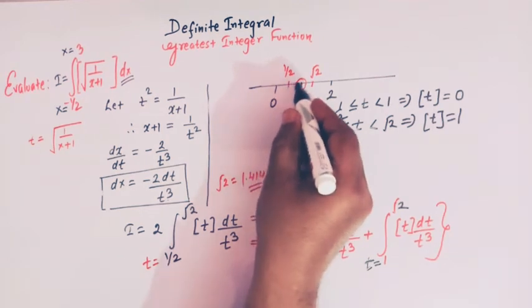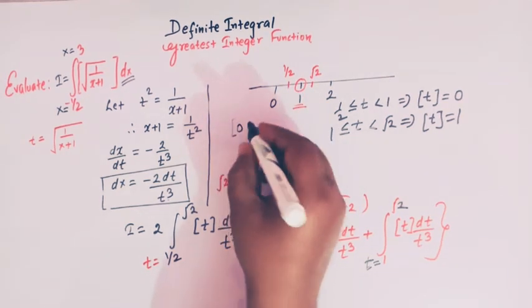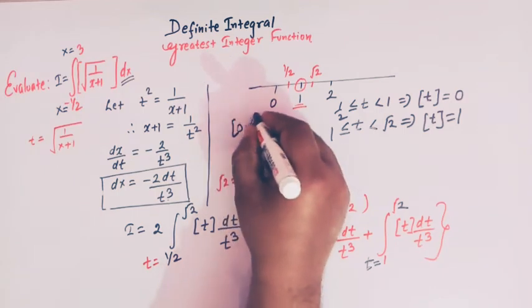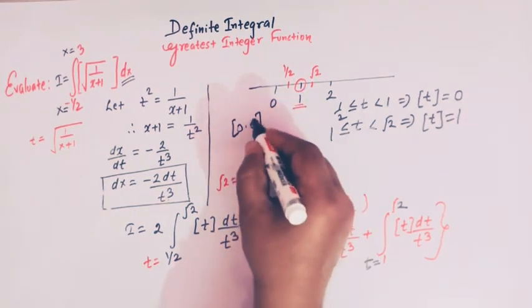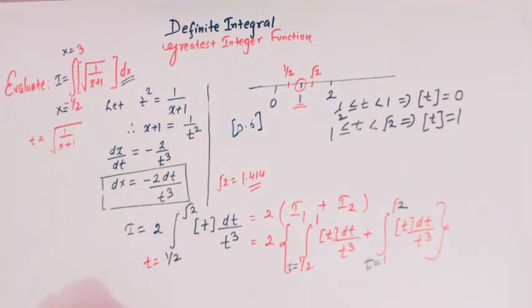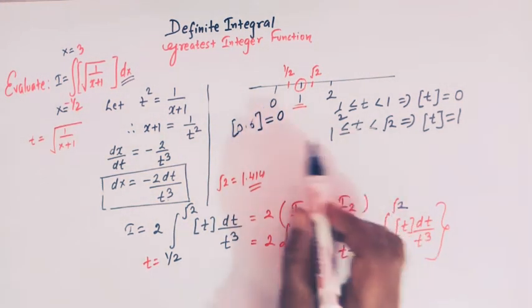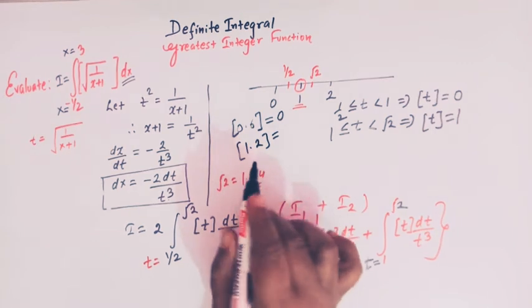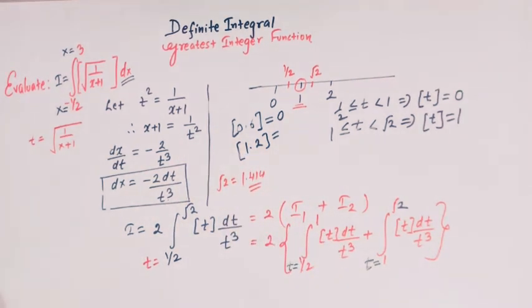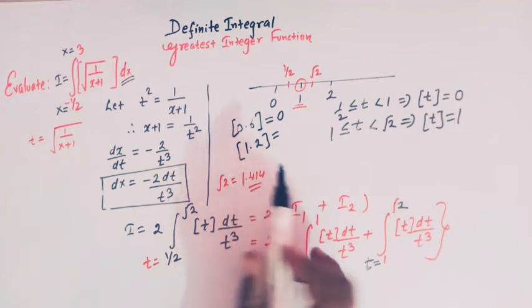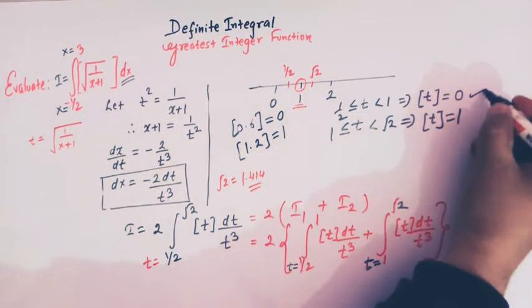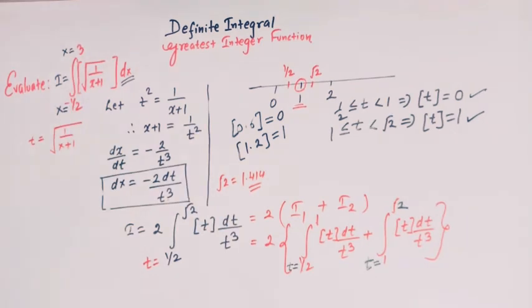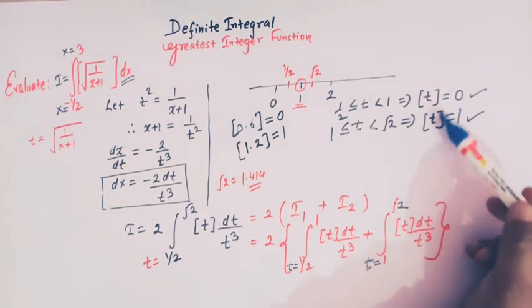For example, if we take a value, say 0.6, it lies between half and 1. So the value of greatest integer 0.6 is the greatest integer less than or equal to 0.6, and that is obviously 0, right? And here if we take a value, say 1.2, then the greatest integer 1.2 is the greatest integer less than or equal to 1.2, and that is 1, right? So this is how we have these two values. So now we'll make use of these two values.